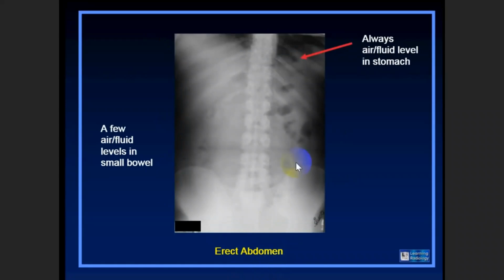Here we have the stomach with the fundus, and air fluid level means that the superior area has got air and the inferior area has got fluid, with an interface between this air and fluid. In the small bowel, like the area here in the center of the image, air fluid levels in small bowel appear in erect abdomen because of the effect of gravity on the fluid.